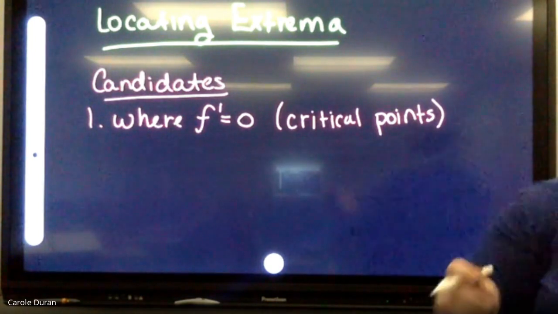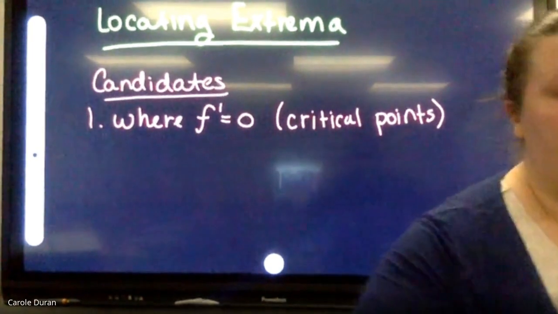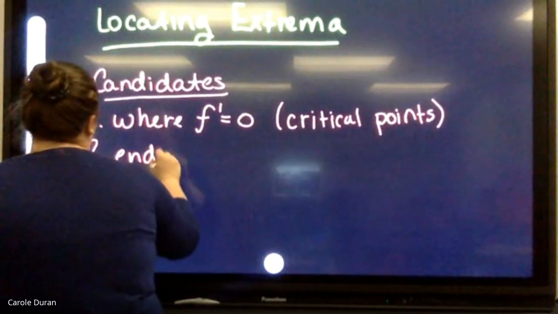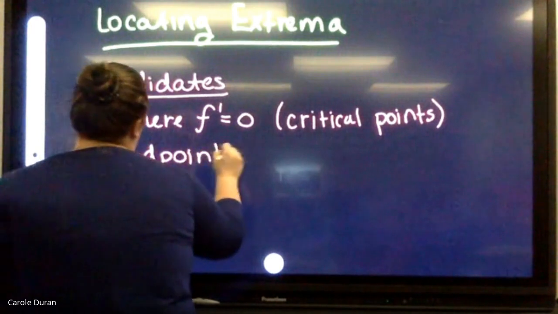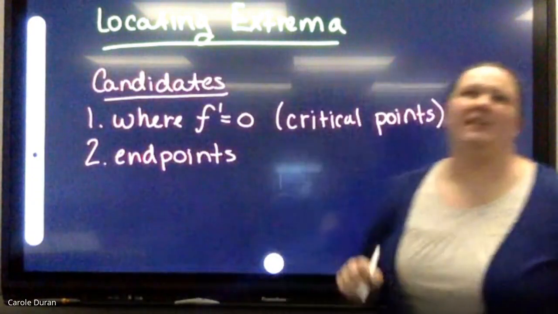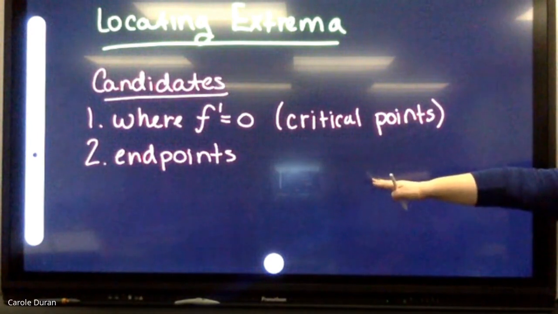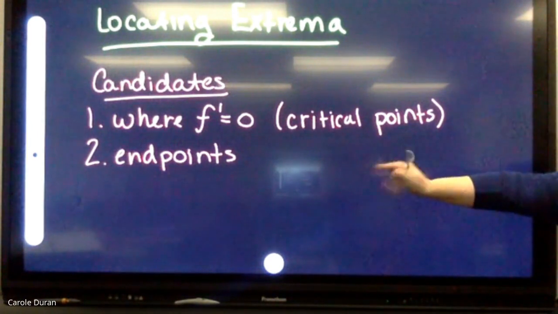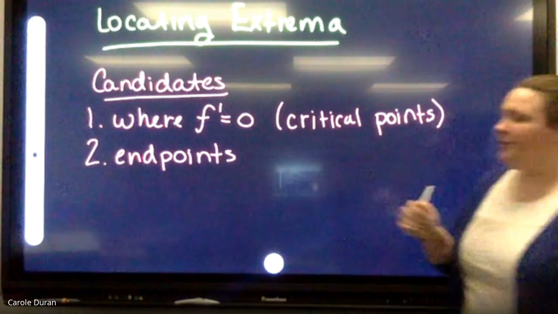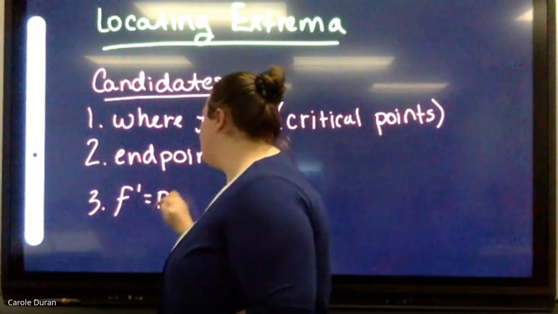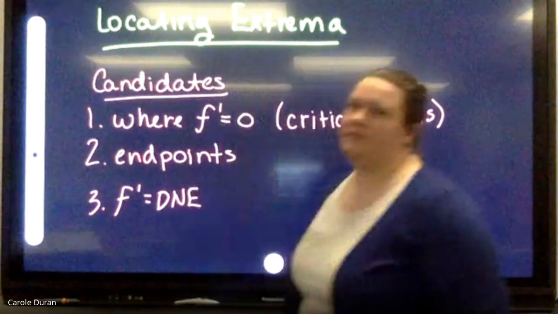If that's not where my minimum or maximum is at, then it could be at the endpoints of the domain that I'm looking at. Okay, so this is where the absolute comes in. If I'm given endpoints for my domain, I have to use them. And the third one is where my derivative is undefined.